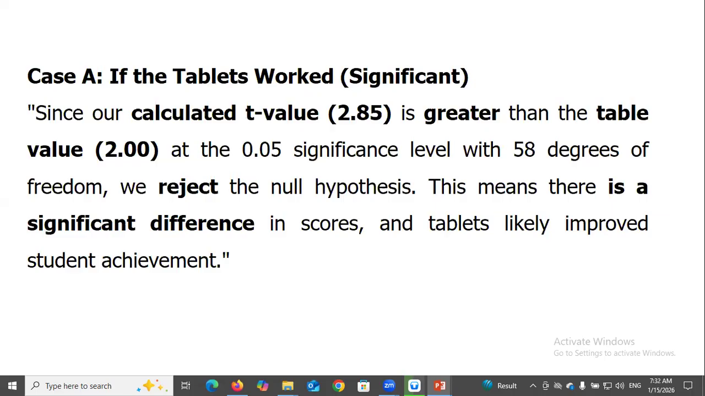Case one, if the tablets worked significantly: since our calculated t-value of 2.85 is greater than the table value of 2 at the 0.05 significance level with 58 degrees of freedom, we reject the null hypothesis. This means that there is a significant difference in scores and tablets likely improve student achievement.